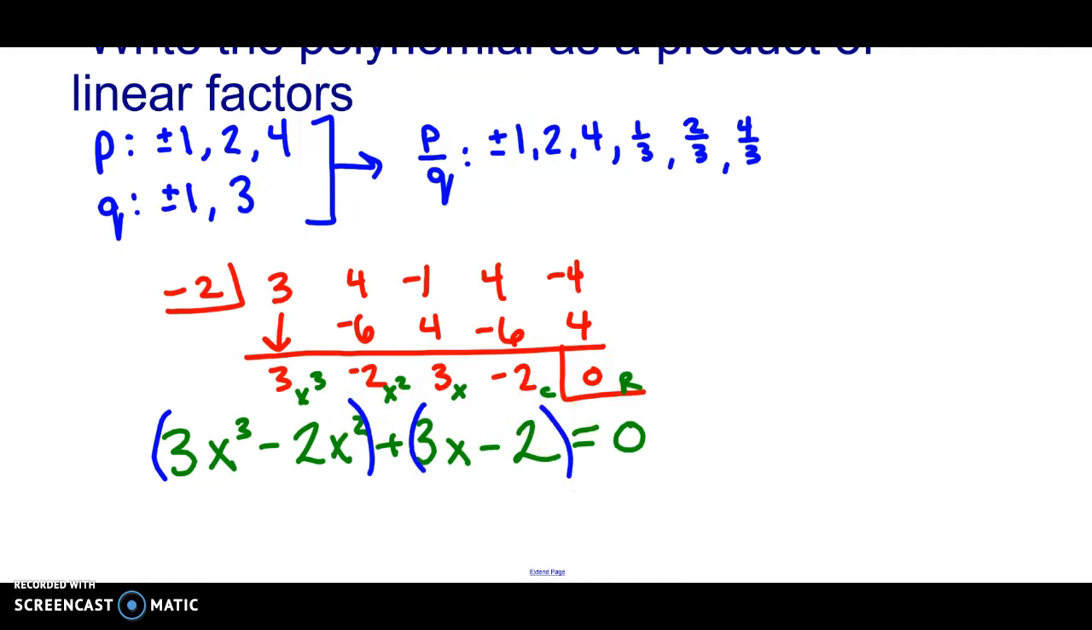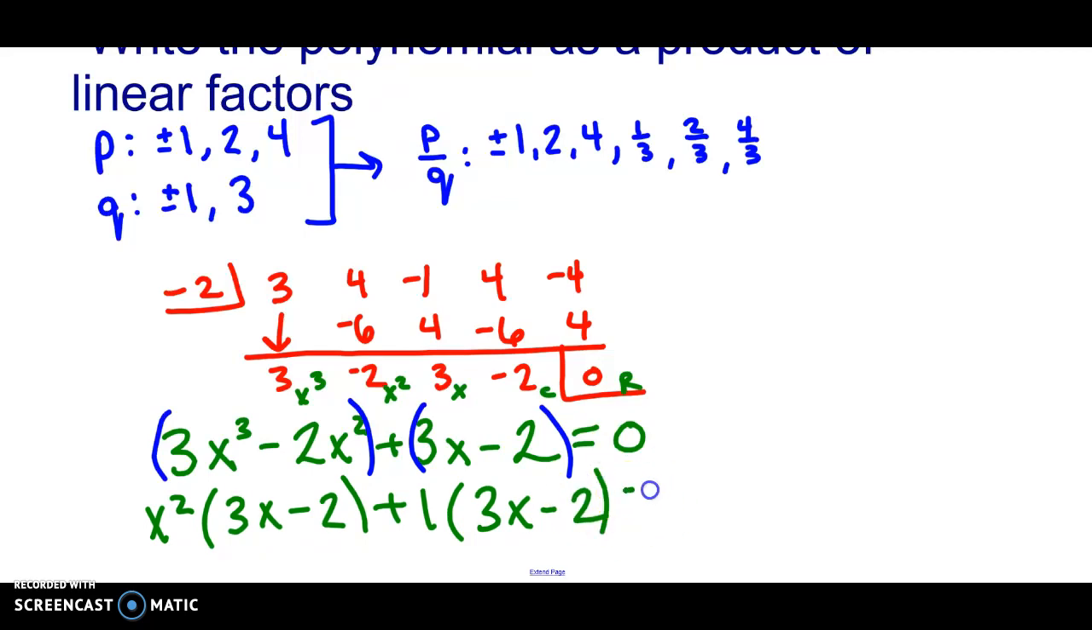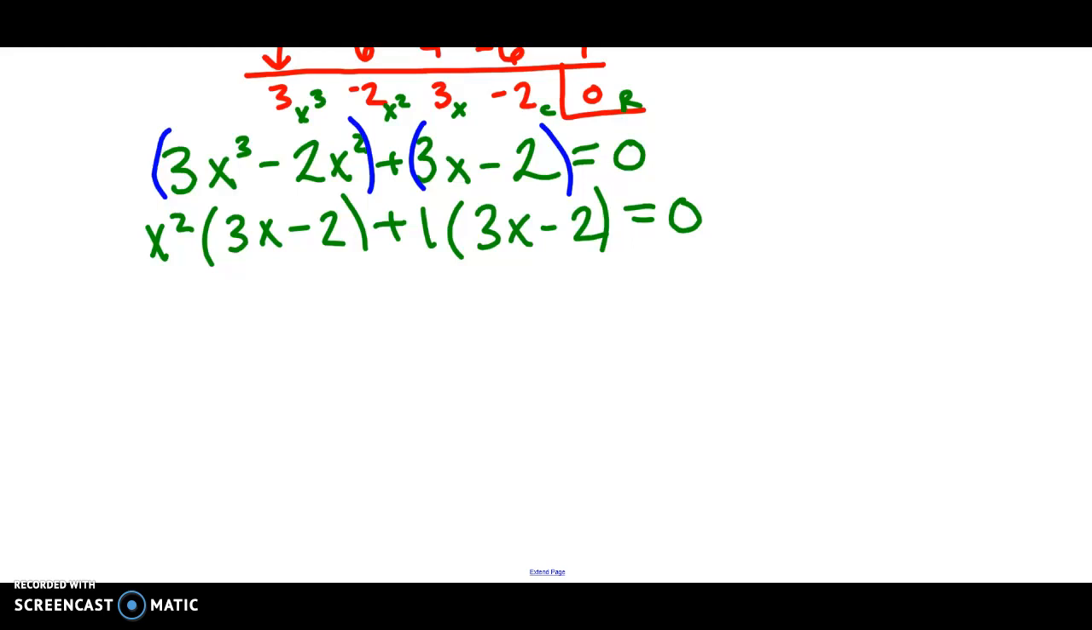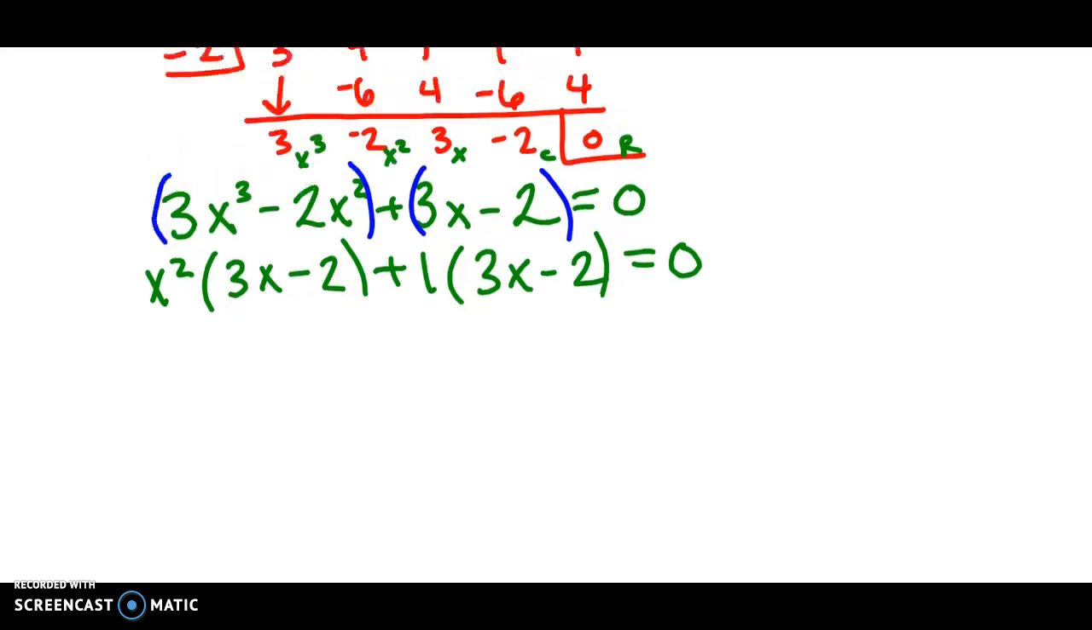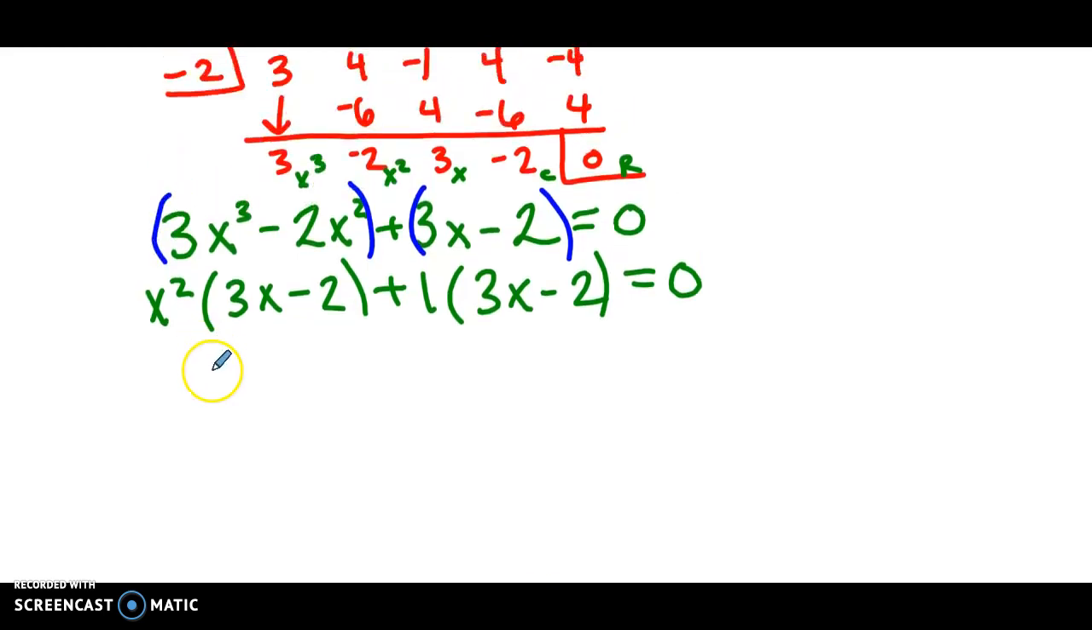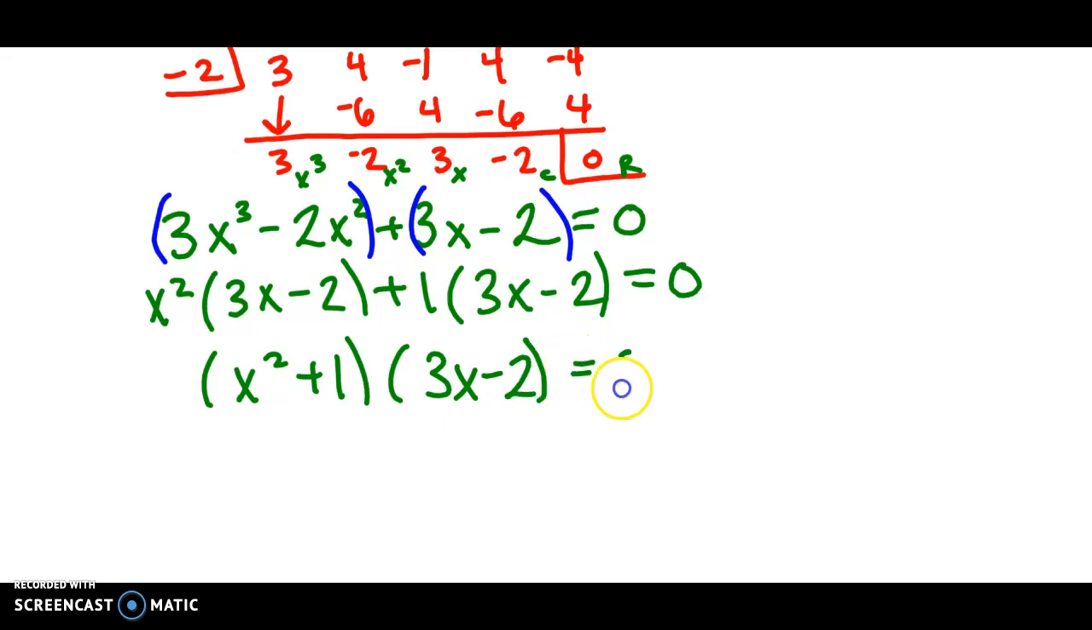So, factor by grouping. Take out our x squared term, the GCF, plus, technically there's a 1 in front here. I like to write it because sometimes students forget that this is x squared plus 1. So now I have x squared plus 1 times 3x minus 2.